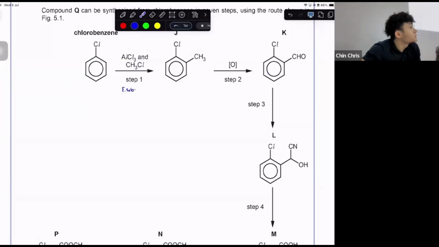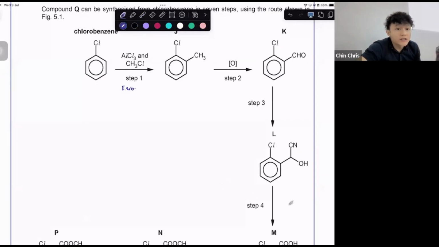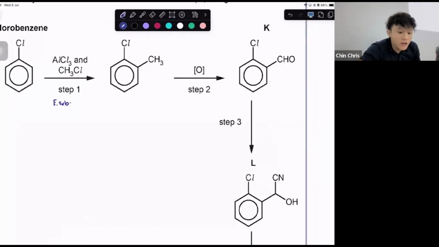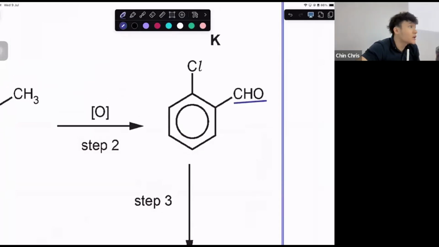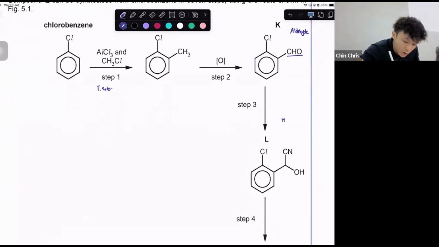Step 2. Oxidation, correct. Step 3. Guys, this is an AS reaction. Nucleophilic. If you're not so sure, look at the functional group here. Can anyone tell me what the functional group is? Aldehyde, good job. Aldehyde turns into a hydroxynitrile. The very popular reaction in your AS, nucleophilic addition.